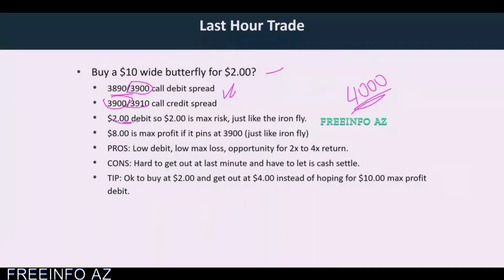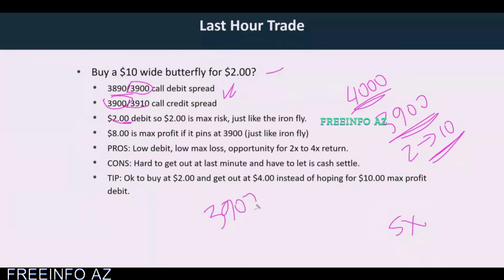So if you bought it at 2 and we closed at 3,900, then basically you would have bought it at 2 and you would have exited at 10. Right? That's a great 5x trade. Good for the ego, right? However, the odds of that happening are pretty low. And if you're at 3,900, 5 minutes before the close, they're not going to let you out. You're trying to get out at $8? No, you're not. They won't even let you out.